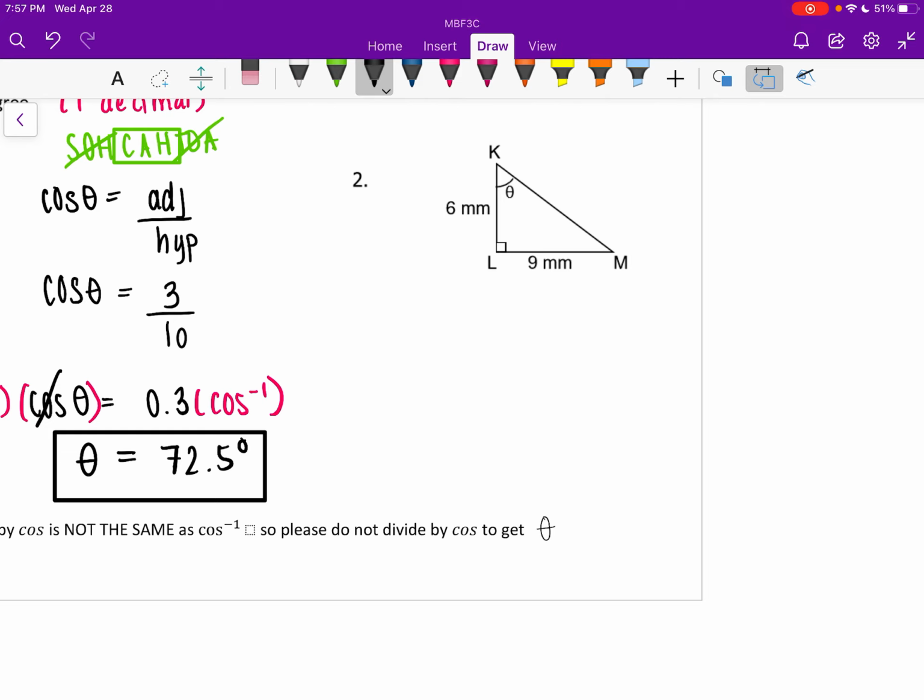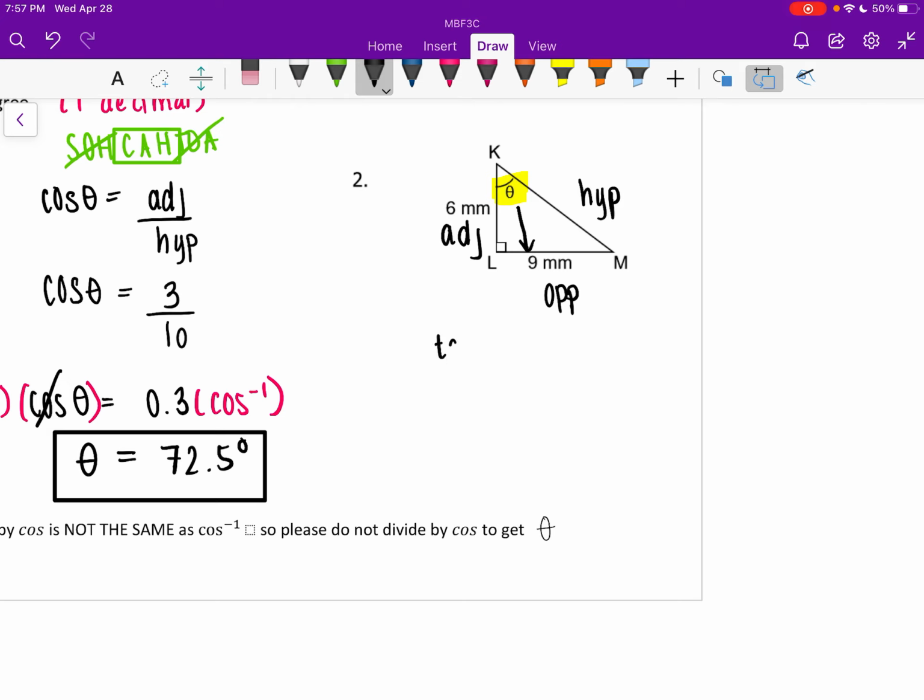All right. So welcome back. The theta we're looking for is here now at K. So first things first, I'm going to see, all right, do I have the opposite? Yes, I do. Do I have the hypotenuse? No, but I'm just going to label it just in case. And I have the adjacent. So if I go back and I look at this, I can't do cosine, I need the hypotenuse, but I can do tangent because I have the opposite and I have the adjacent, right? So let's go in and use tangent.